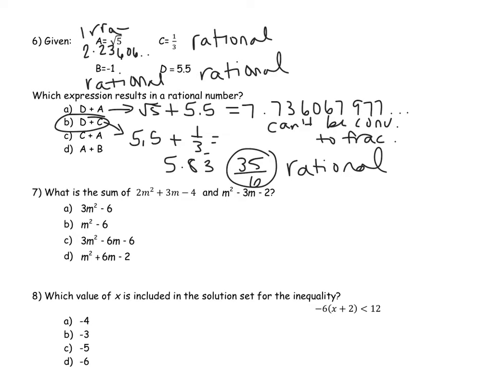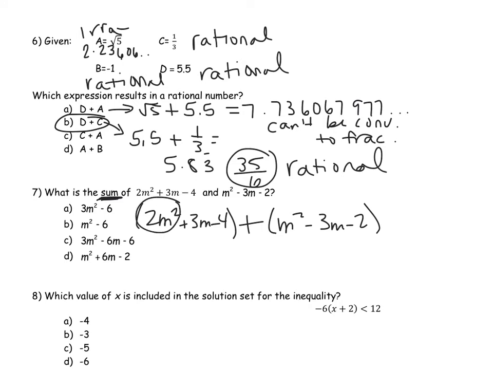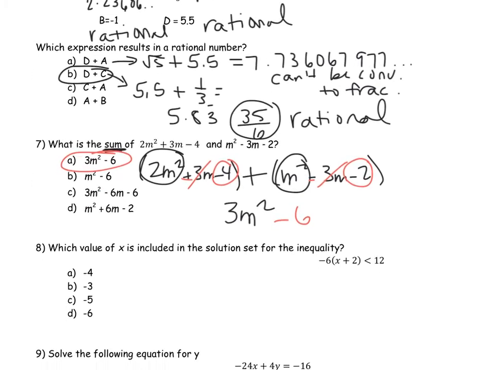Okay? Next up, what is the sum? Ooh, there's that word again, sum. That means we have to add 2m squared plus 3m minus 4 and m squared minus 3m minus 2. Okay, so we're going to add them. 2m squared plus m squared is 3m squared. Your 3m's will cancel out because we have one positive, one negative. Okay? And then we have -4 and -2, which is -6, so it's choice A. So add them, combine like terms.